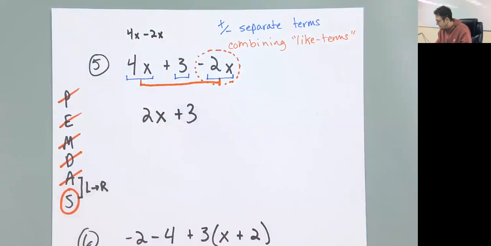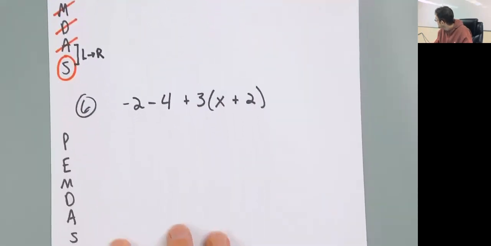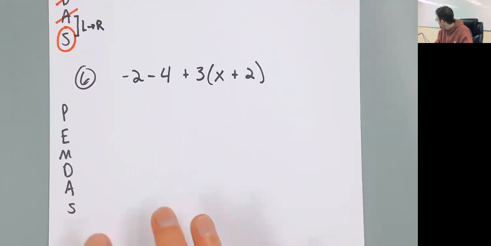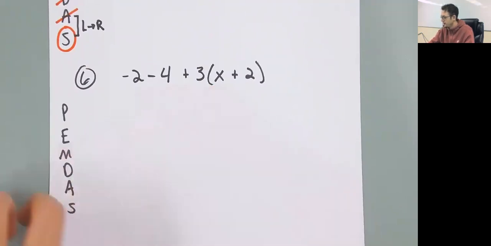All right, go a little bit quicker through number 6, and here you're going to see where multiplication comes into play when you have a variable. All right, so don't have any fractions, so I don't have to deal with that.